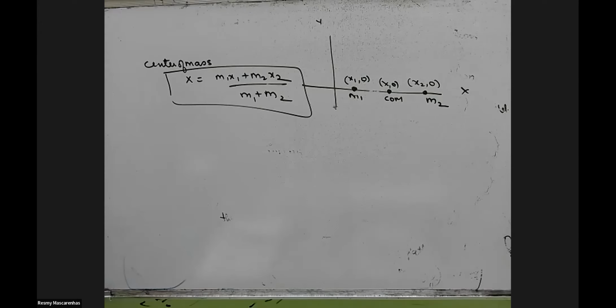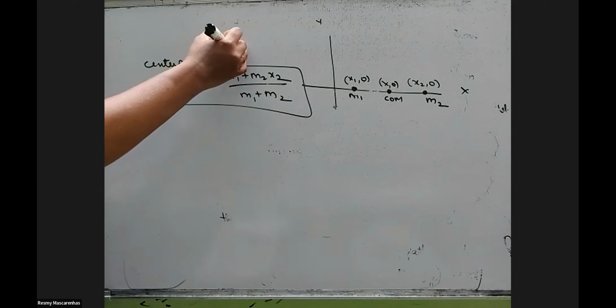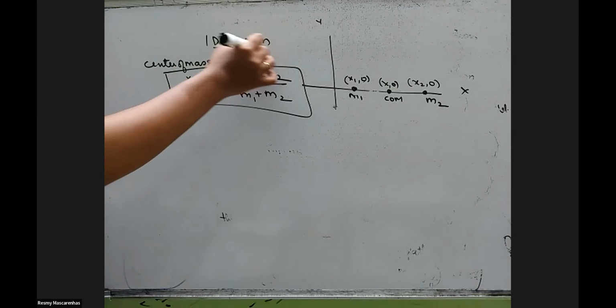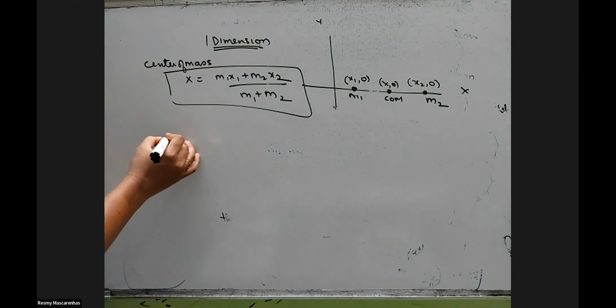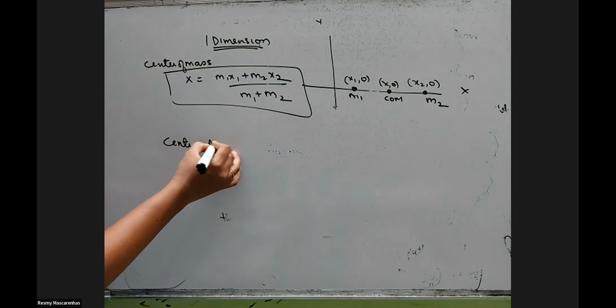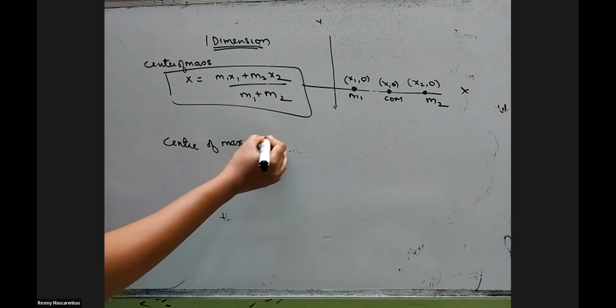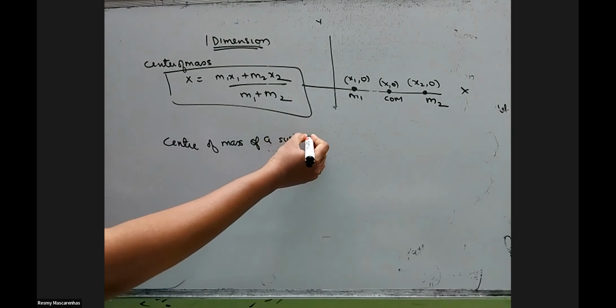Center of mass will be at this position. Miss, this is for one dimension. Yes, yes. So this would be one line. Now this is for two particles. Suppose if we have now center of mass of a system of particles.